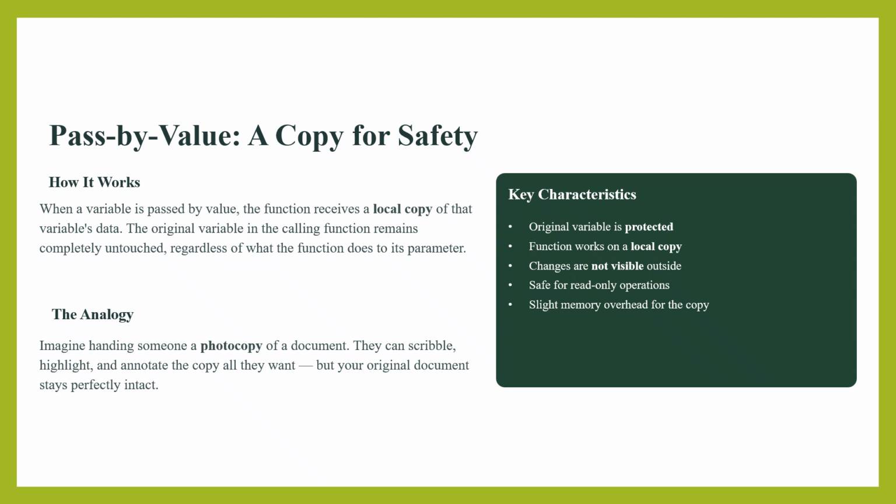In a real world analogy, we can say that it gives you a photocopy of a document. So they can edit it, but your original remains unchanged. So when to use pass by value, a copy for safety: when the data shouldn't be modified, when working with small variables like int, char and float. So here we have a key insight, that pass by value ensures data integrity and isolation.